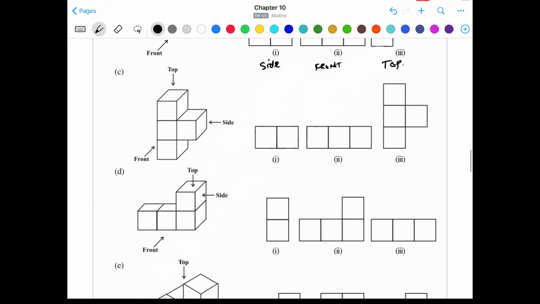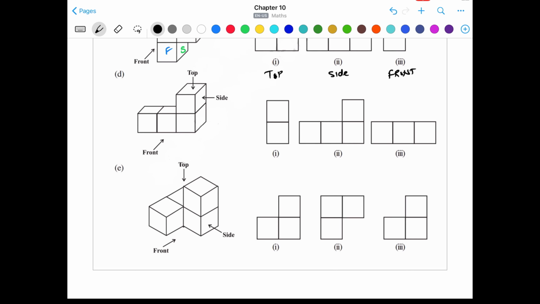Okay, now moving ahead, next one is, again let's mark the views first. We have this front view. From the top we'll be seeing only these two faces, and from the side we'll see this 1, 2 and 3. Okay, so let's name the shape which is having only two faces, that is its top view. This one is having three boxes, so this one is its side view, and the last one is clearly its front view.